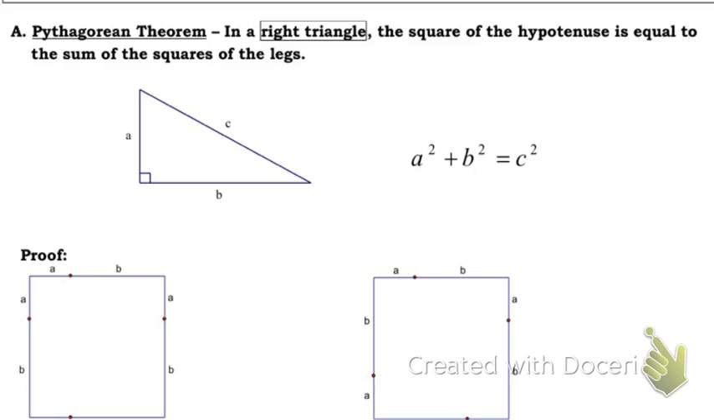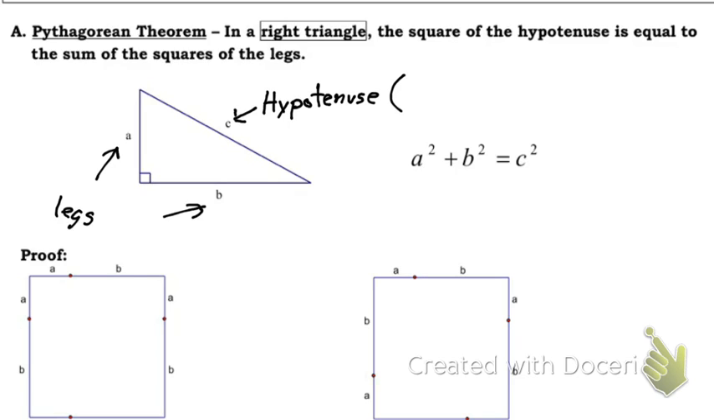So it's important to know what your hypotenuse is and what your legs are. Your legs are going to be your A and B. These are the triangle's legs, not your legs. And C is going to be the hypotenuse.